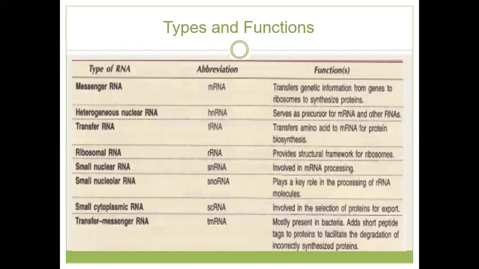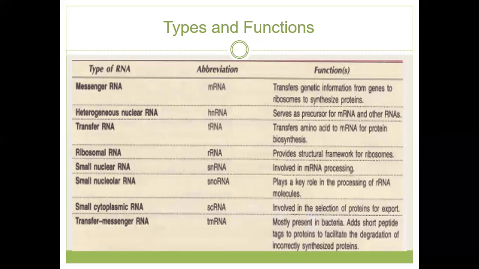So basically, these are the three main types, or the major types, of RNA: the messenger RNA, the transfer RNA, and ribosomal RNA. But there are other types of RNAs apart from these three major types. For example, we have heterogeneous RNA. Heterogeneous RNA is like a precursor of messenger RNA.